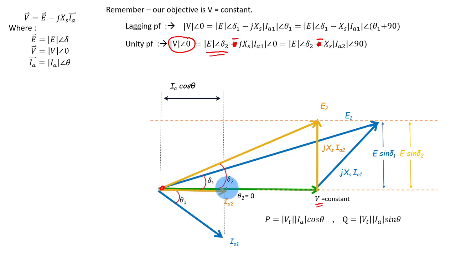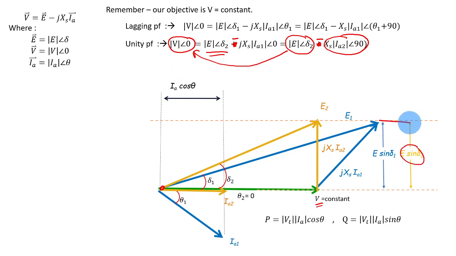So it basically is maintained. So it's the same as IA cosine theta. Okay. And then if you have a voltage here, so E at angle delta 2, minus this vector here, you will always maintain the terminal voltage at 0. Okay, so the green vector here is still at 0. And as you can see, if you project E2 on the Y axis, you will have E sine delta 2.